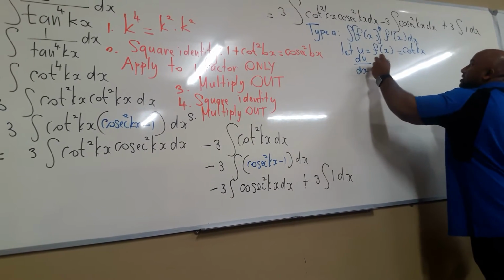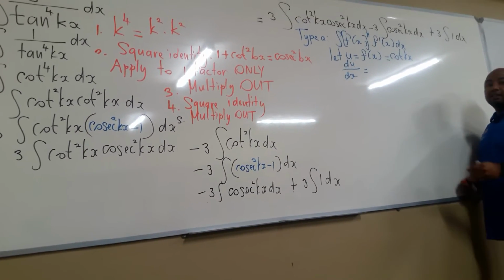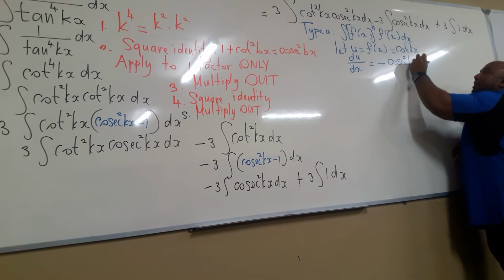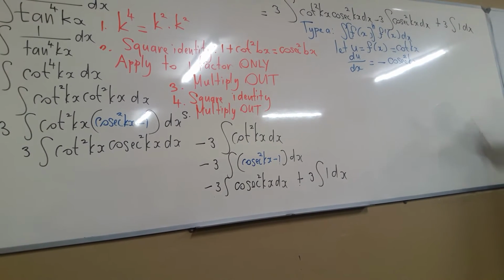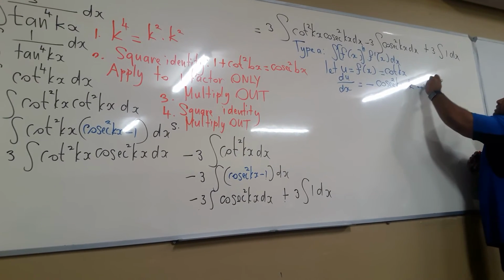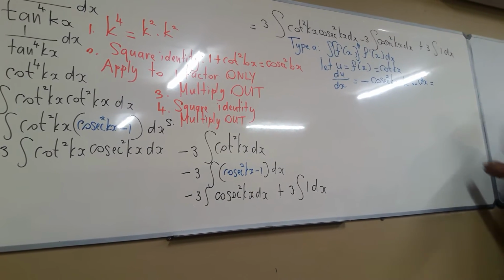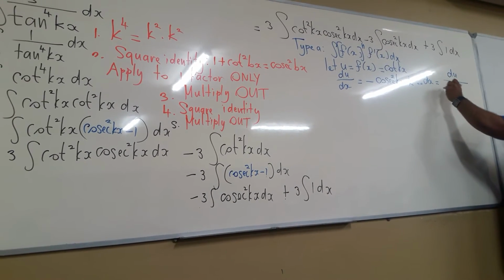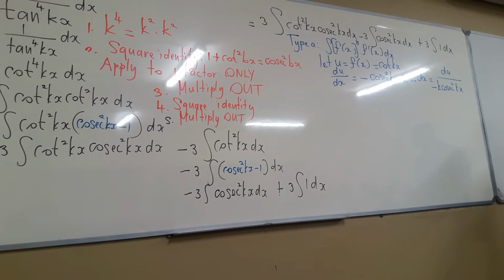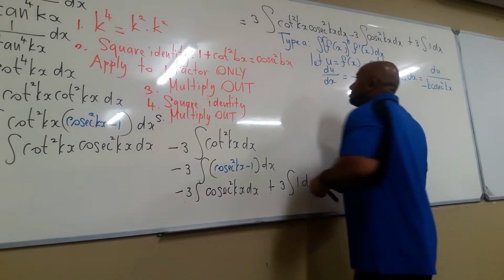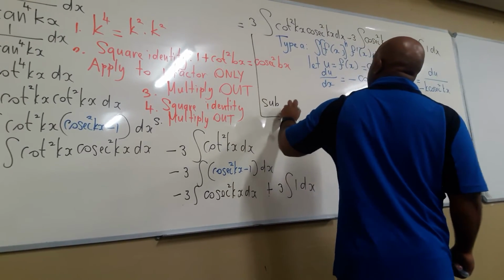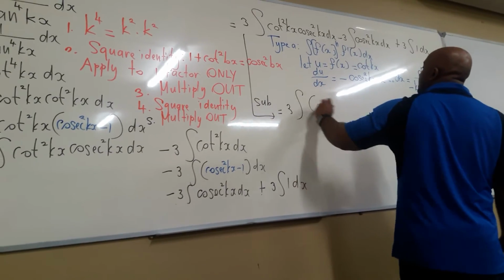So du dx, the derivative of cot, will be negative cosec squared of kx times the derivative of kx, which is just k. So therefore, you make dx the subject of the formula, which is du divided by minus k cosec squared of kx. Now substitute. So you are replacing cot.